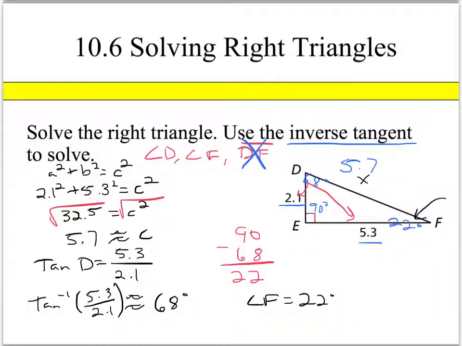And that makes sense because if you look at the side lengths, 2.1 and 5.3, obviously the opposite of each one has to be relative to its size. So the opposite of angle F has to be smaller than the opposite of angle D. In fact, it's got to be less by quite a bit. Okay, questions, concerns? Otherwise, if you have a question, bring it to me tomorrow so I can answer it.